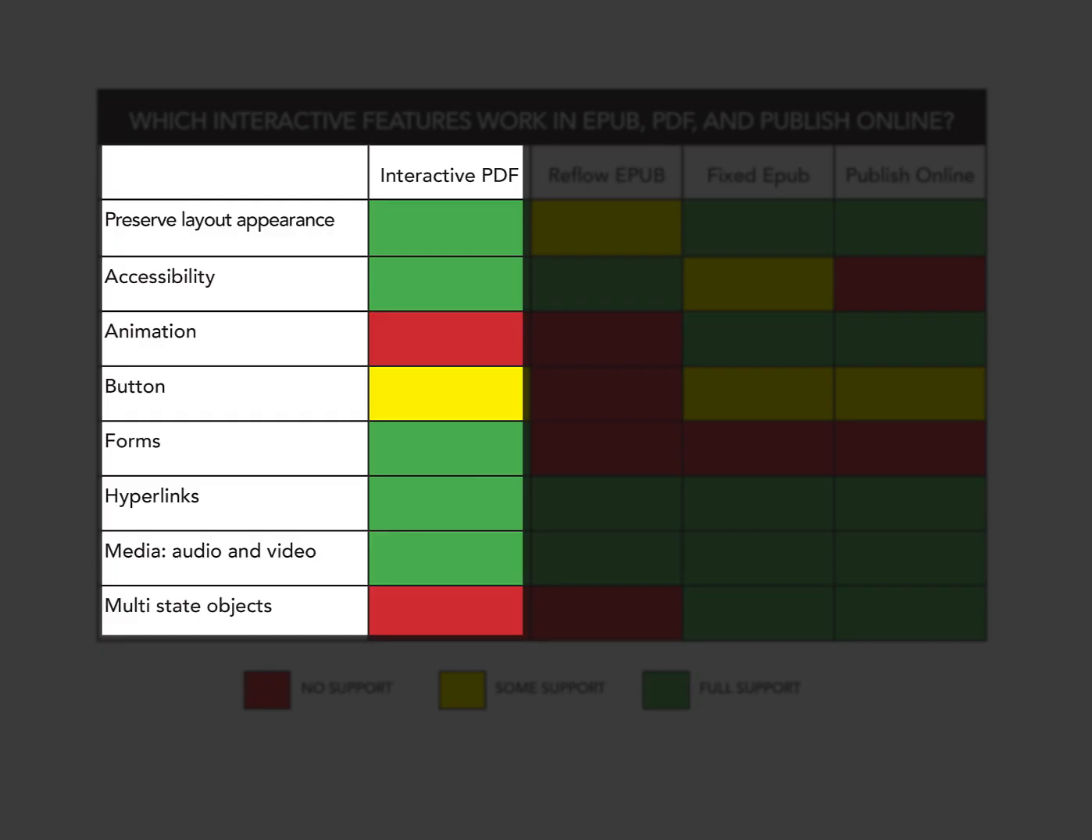You cannot do any animation on an interactive PDF, and I'll show you more of what that looks like when we go to an EPUB or online. Buttons are supported. It says some support because sometimes if you look at it in the interactive PDF, the buttons can be a little bit dodgy. Otherwise, that would be fully green.